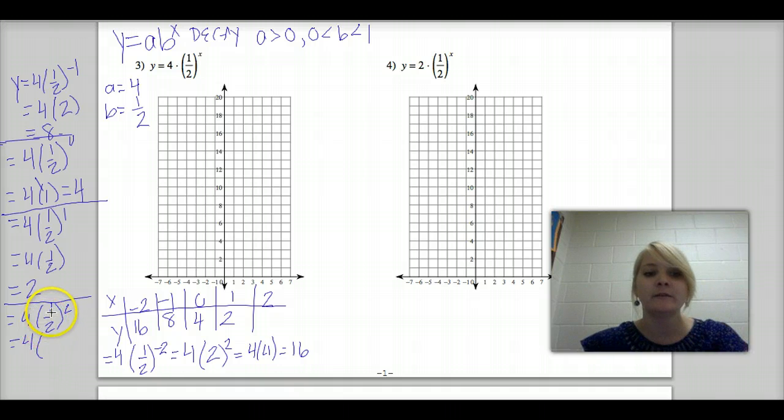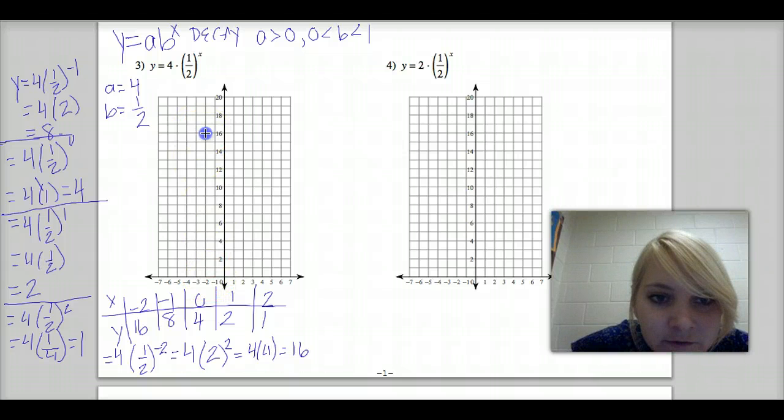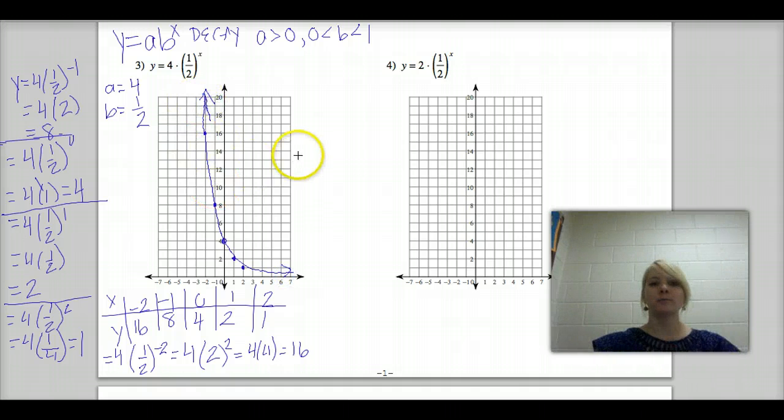times 1/2 times 1/2. 1 times 1 is 1. 2 times 2 is 4. So 4 times 1/4 is 1. So we have our points. -2, 16, -1, 8, 0, 4, and then 1, 2, and 2, 1. So once again, we're going to draw a smooth curve to connect our points there.